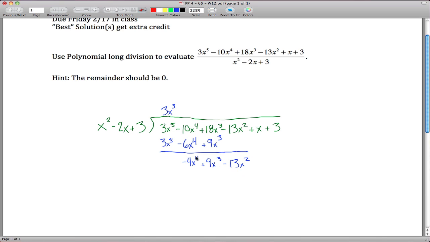And now we repeat. So what do we write up here so that when we multiply it by x squared we get negative 4x to the 4th? That is negative 4x squared. Negative 4x squared times x squared is negative 4x to the 4th. Negative 4x squared times negative 2x is positive 8x cubed. Negative 4x squared times positive 3 is negative 12x squared.